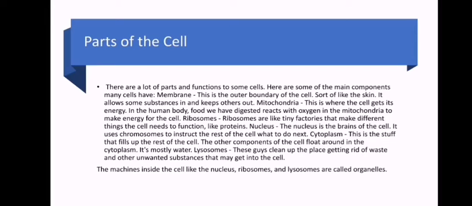So we are on number four. And we said this earlier, the nucleus, that prokaryotic cells don't have. The nucleus is the brain of the cell. It uses chromosomes to instruct the rest of the cell what to do next. Nice. That's so straightforward and easy. The nucleus is like the brain of the cell and it instructs others what to do next.